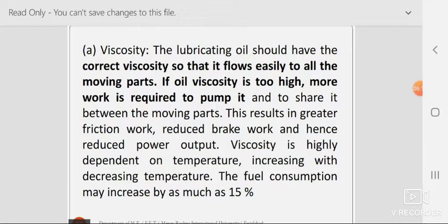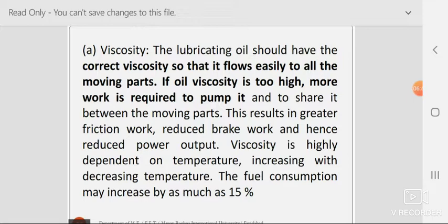Viscosity becoming high results in greater friction work, reduced brake work, and hence reduced power output. That's why I said, ultimately you are getting some amount of power, say 50 bhp from the engine. Now, generally the oil pump takes 5 hp out of that, so 45 bhp you give as the output. Now, if the viscosity is high, the oil pump takes 10 hp, so 50 minus 10 is 40 hp you are getting as bhp.